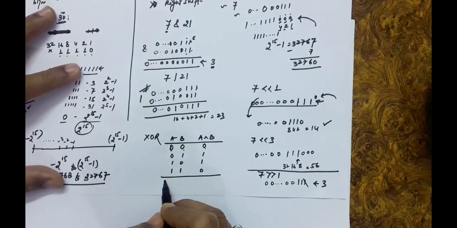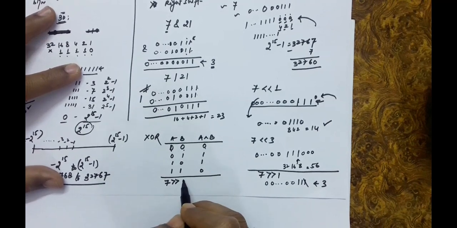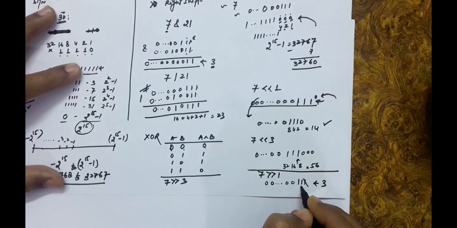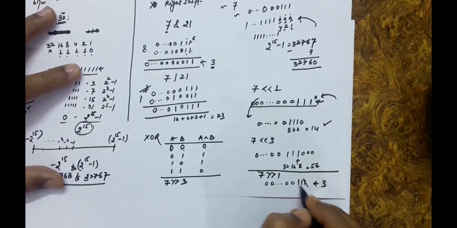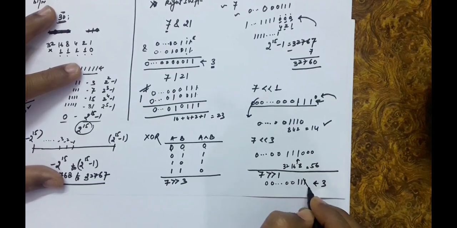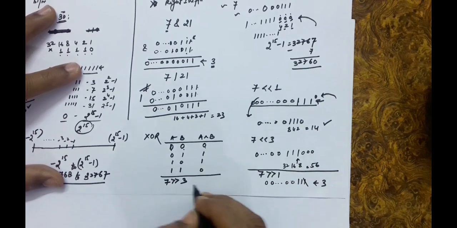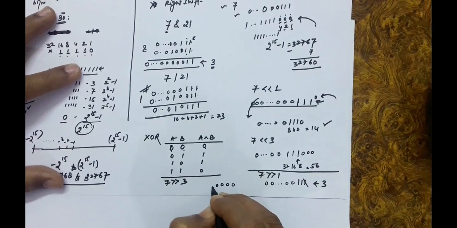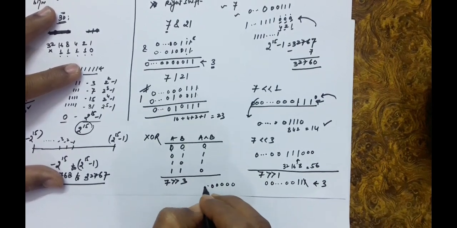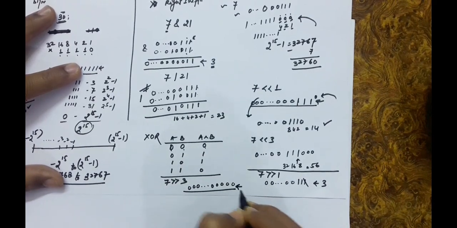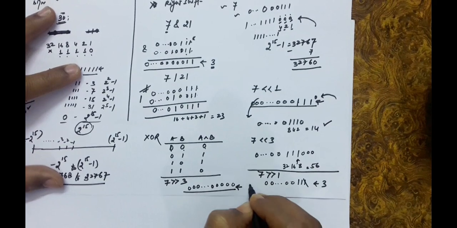Fine. If you're doing, let's say, 7 right shift 3 bits. What will happen is that all the 3 bits of the 7 on the right hand side will be dropped down. Least significant bit 1 will be dropped down. Again, a right shift, and the least significant bit will be dropped down. Again, a right shift, and the least significant bit will be dropped down. So we will remain with all zeros. To balance the numbers, we'll add 3 zeros on the left hand side. So 7 right shift 3 makes the number 0.